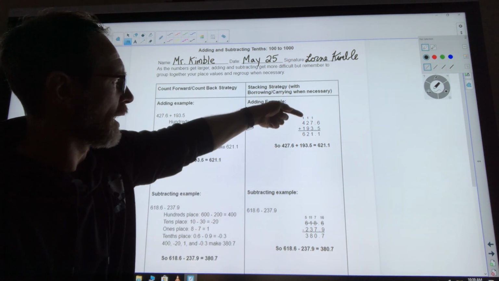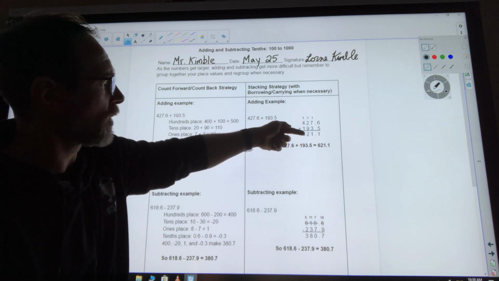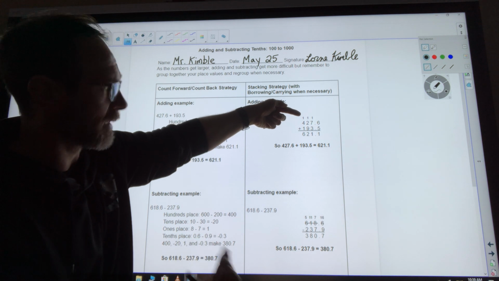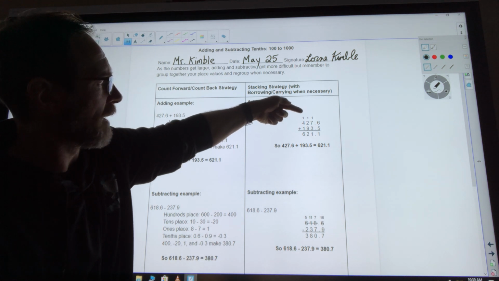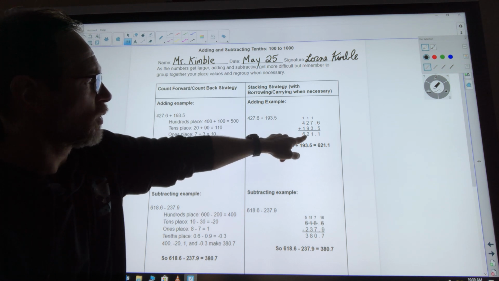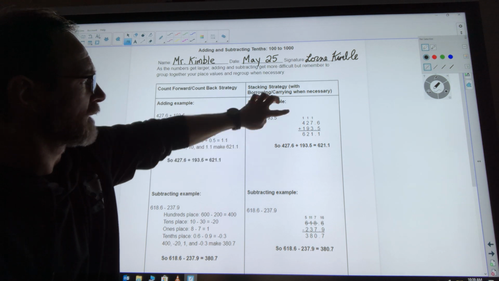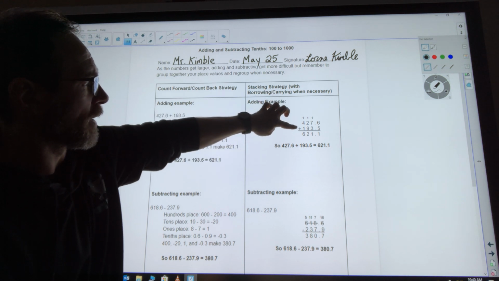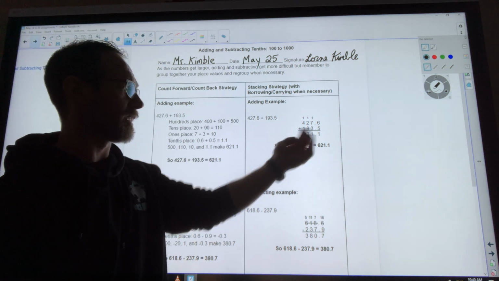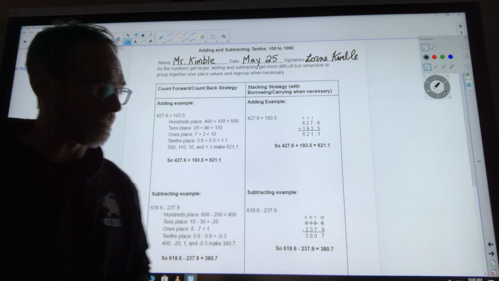And then 1, 7, and 3 makes another 11. So we put the 1 here and carry the 10 over to the tens place. And then we have 1, 2, and 9, which makes 12. So that 2 goes in the tens place, and we carry the 1 over to the hundreds place. And then 100, 400, and 100 makes 600. And I get 621.1. It's the same answer either way, just two different strategies for finding it.